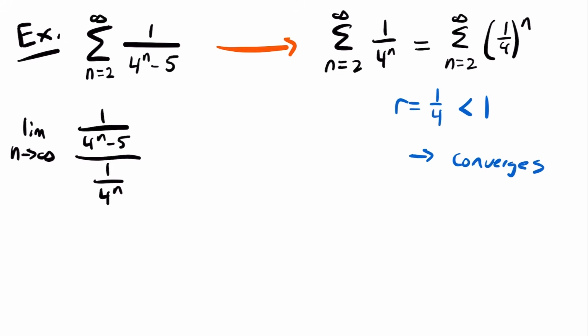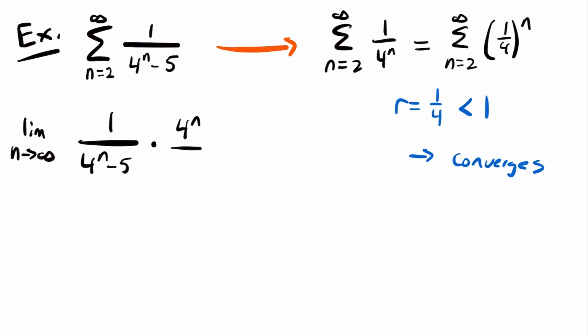All right, now dividing by this fraction will be the same as multiplying by the reciprocal of that fraction. So if we rewrite this, instead of having that expression, we will have 1 divided by 4 to the power of n minus 5 times 4 to the power of n divided by 1. All right, and so instead of dividing this fraction by 1 divided by 4 to the power of n, we are multiplying by 4 to the power of n divided by 1.